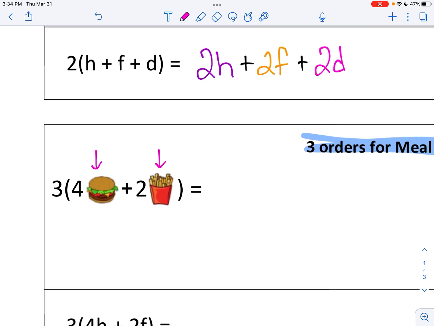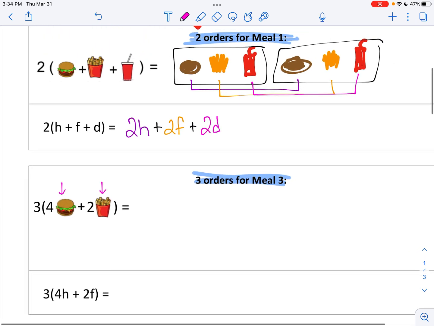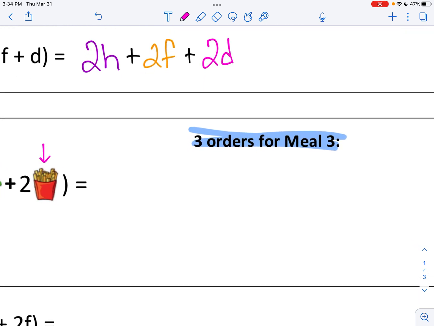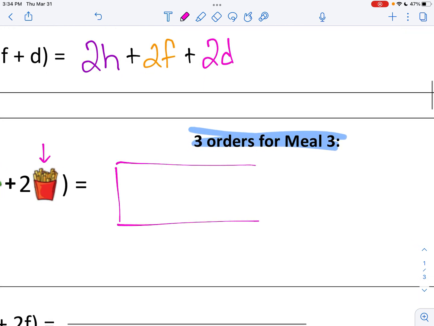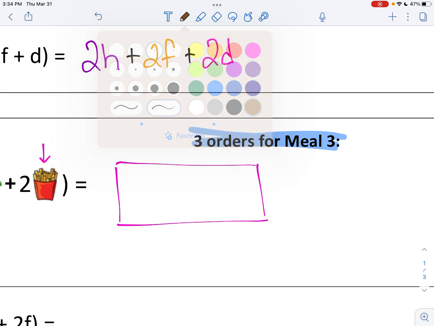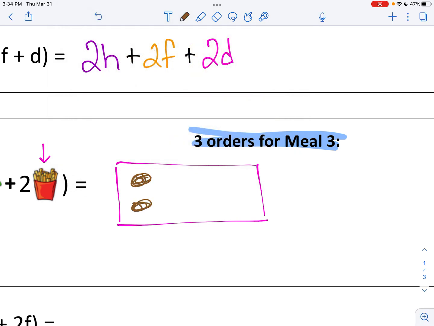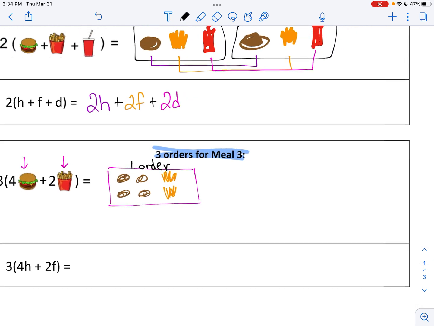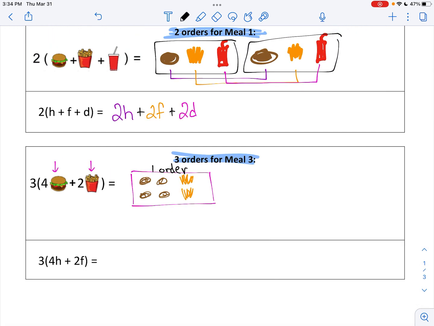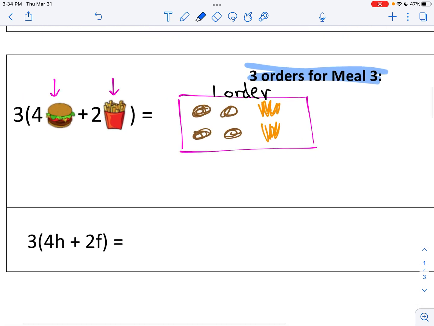So when I draw this, notice I gave you a little more space in this box. I'm going to draw the individual orders. So here's an order. Inside that, I need 4 burgers. 1, 2, 3, 4, and 2 fries. This is my first order. You need 3 orders. So you're going to draw that for 3 orders, and then down here at the bottom, tell me how much you had all together. How many burgers, how many fries.